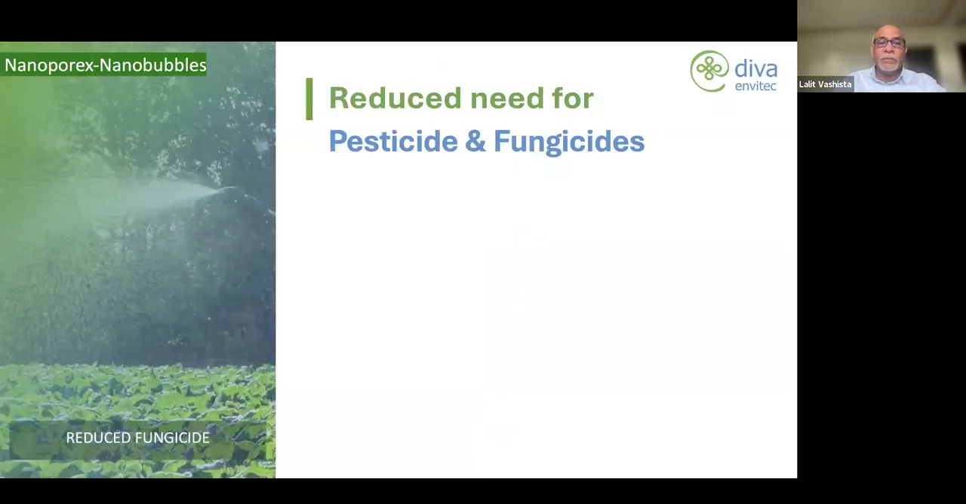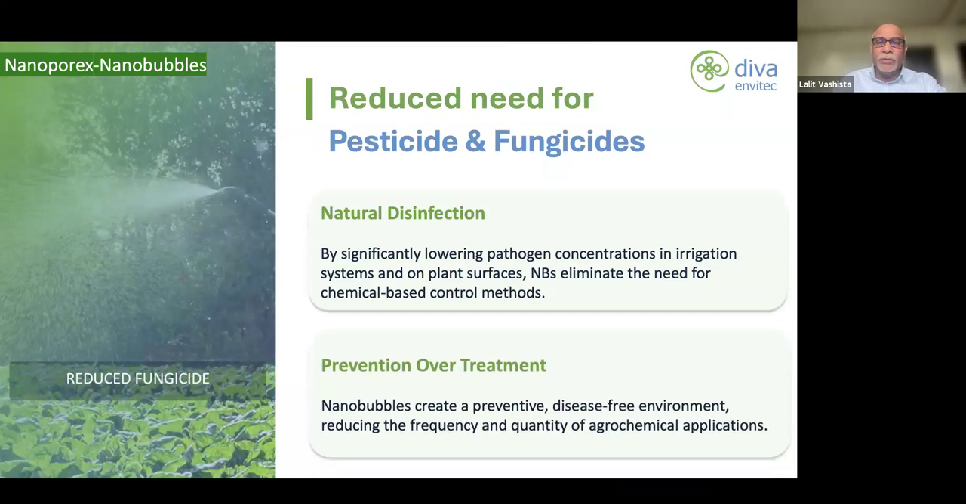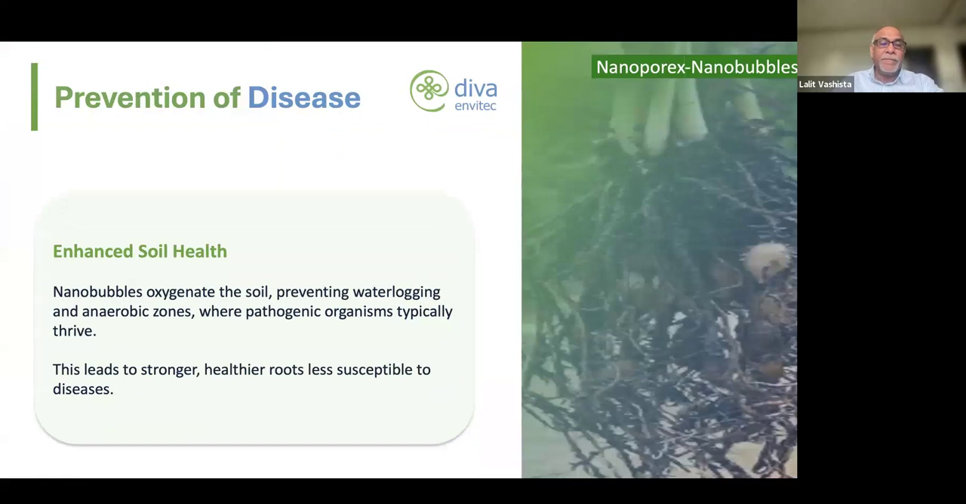Already discussed. Reduce pesticides and fungicides, same mechanism. So you will see over a period of time, if you continuously use the Nanobubble, Nanoporex system, you will start reducing your pesticide intake. You will start getting fewer diseases in the plants, and you can also spray this water on the plants. You can have drip irrigation. You can have flood irrigation. Example for rice. I'll show you a case of rice where anaerobic zones create problems with rice agriculture. So there you create an aerobic atmosphere in the water.